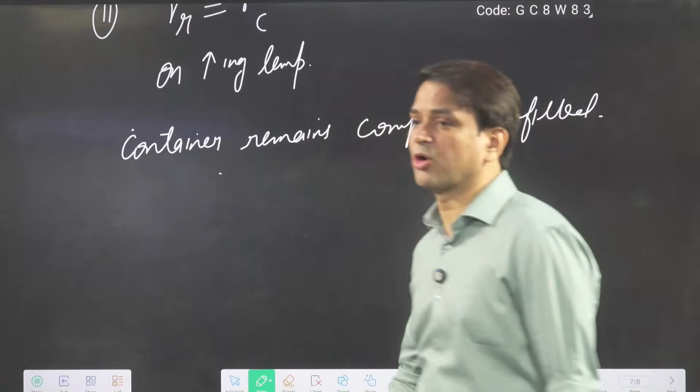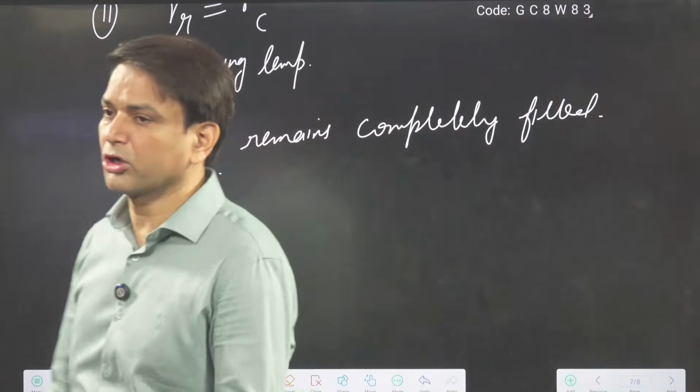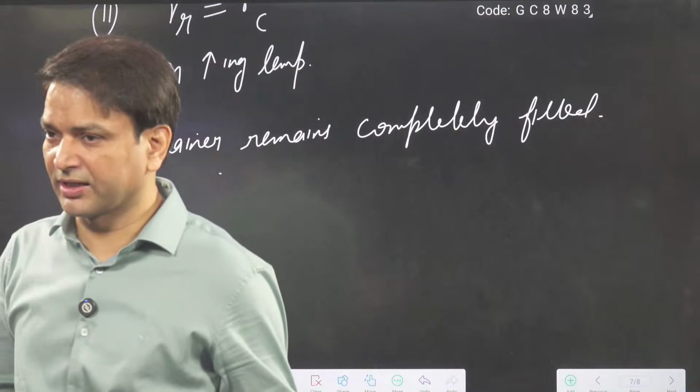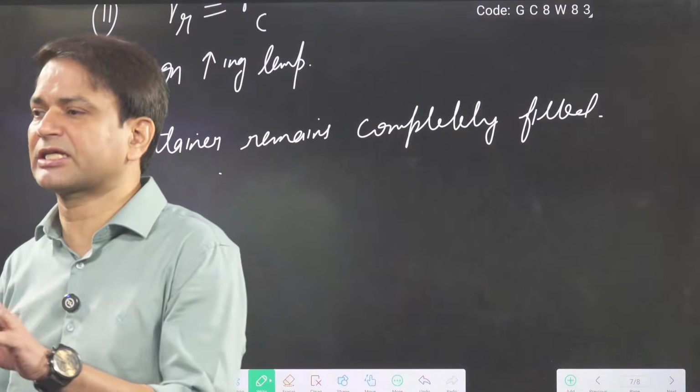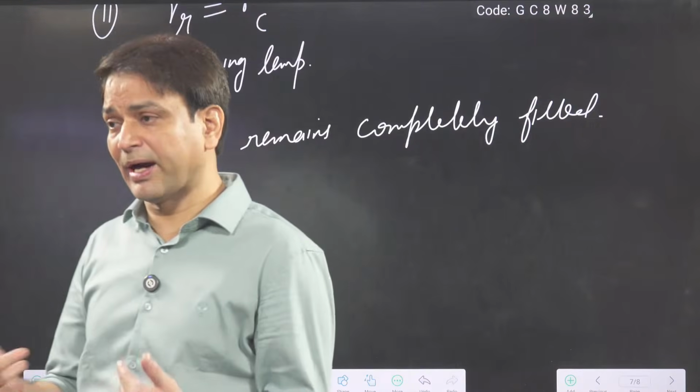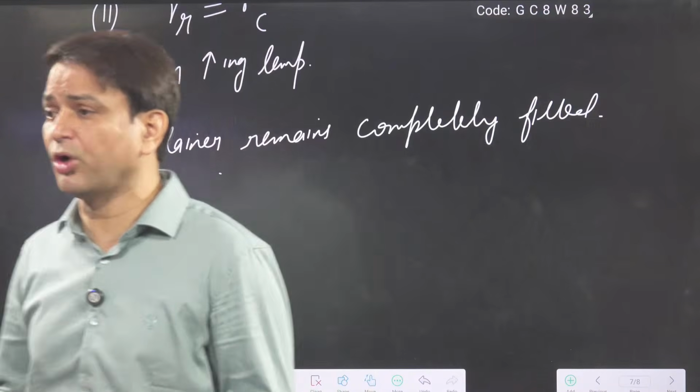Then what will you say about gamma apparent? Real expansion of the liquid and the container expansion gamma are equal. It means gamma apparent I will get 0. Gamma apparent is 0. Then what will I say?